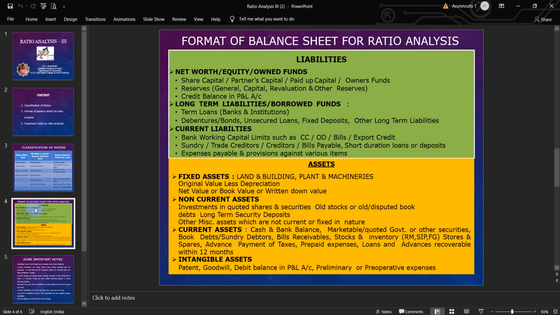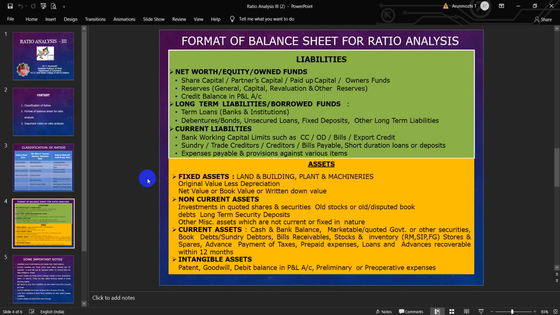We have the terms used in liabilities and terms used in assets. In liabilities, we use the term net worth, equity, or owned funds. What constitutes these are the share capital, maybe the partner's capital, paid up capital, or the owner's funds. When we say reserves, it is general reserve, capital reserve, revaluation, and other reserves. The credit balance in the profit and loss account.